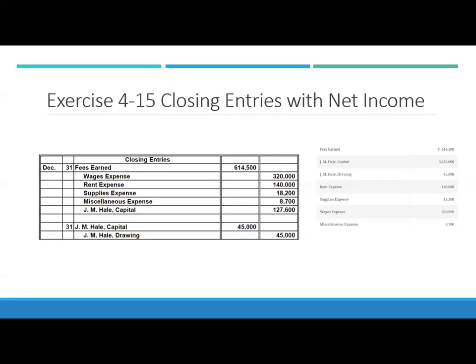And then we know that our net income then is 127,600. And that's because we need the journal entry to balance. That 127,600, that's what plugs the journal entry. That's what makes it balance, and that's what the net income is for the year.